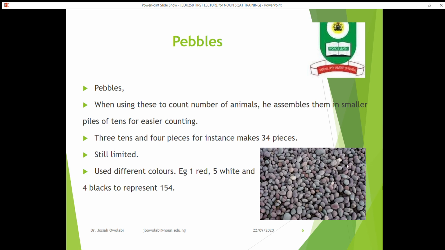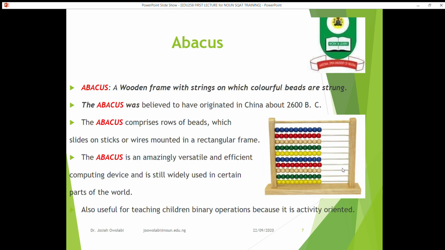For instance, if you say black is unit, that means 4 blacks is 4. If you say white is 10, that means 5 whites is 50. And if you say red is 100, that means 1 red is 100. That means if you now have 1 red, 5 white, 4 blacks, then that will represent 154. So with that, you could have representation of over a billion, over a trillion. But all the same, this is still cumbersome, this is still grossly limited.